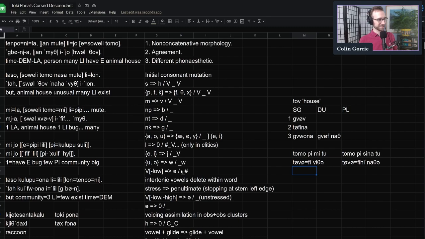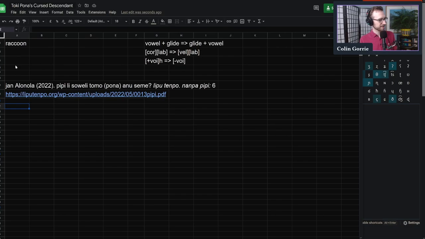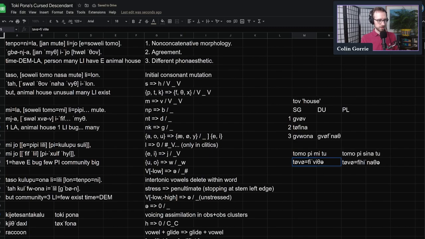So, okay, tevefi vitha, tevefi hinatha. And then we are going to put in our secondary stresses. I gotta just keep a secondary stress marker there just for just such an occasion. Tevefivitha.